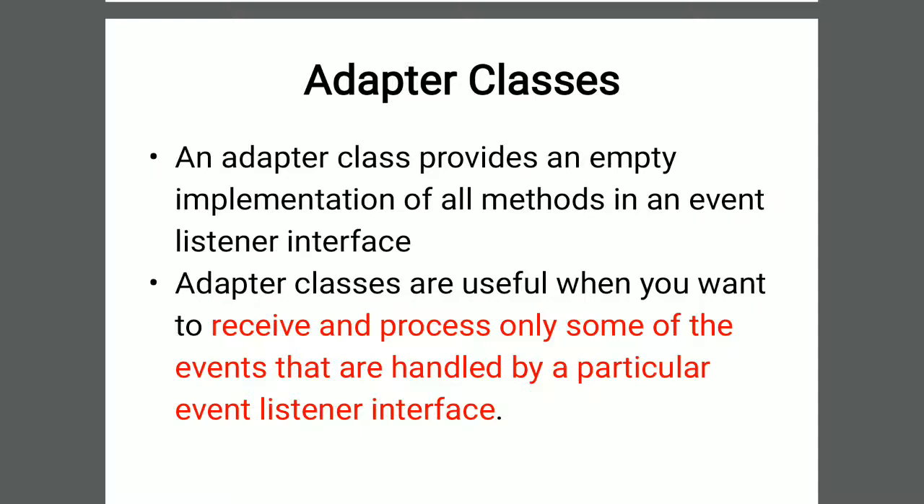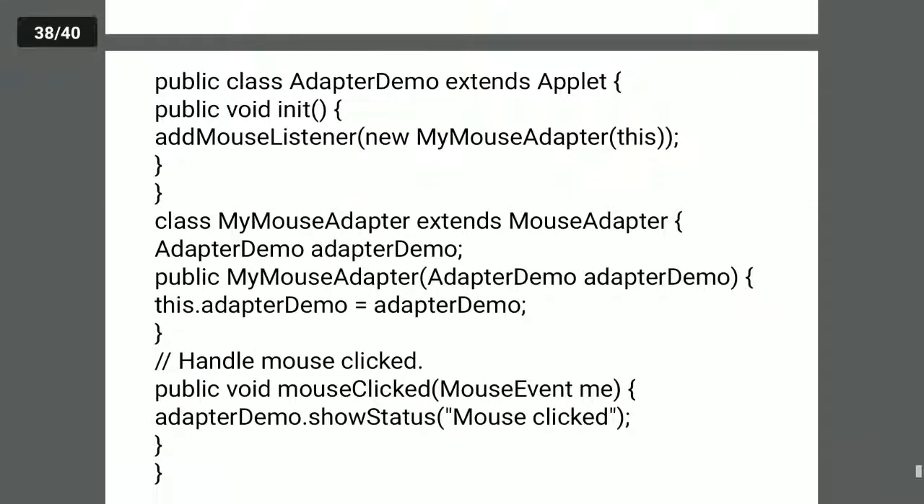This adapter class provides an empty implementation of all the methods in an event listener interface. That indicates that it gives all the empty methods, that is, open bracket is there, close bracket is there. That's all. Adapter classes are useful when you want to receive and process only some of the events that are handled by the particular event listener interface. So when you want to implement and process very few events, then you can go for adapter classes. So this is one example.